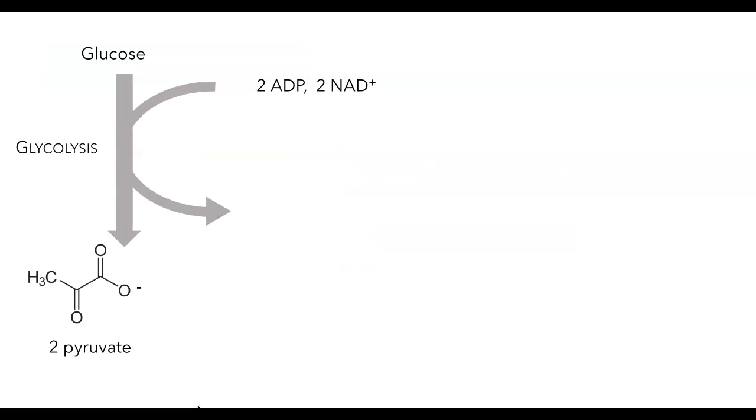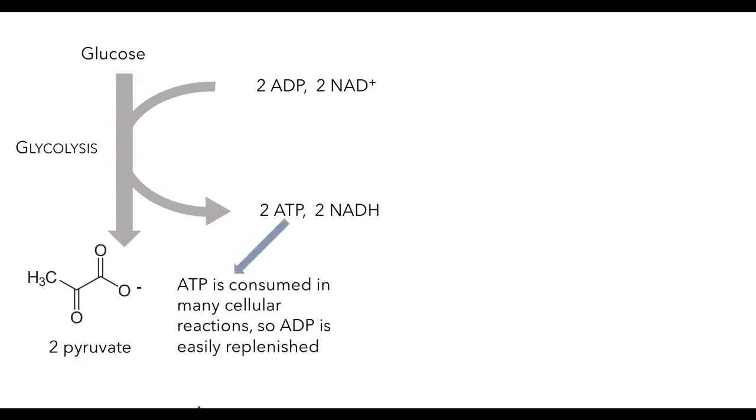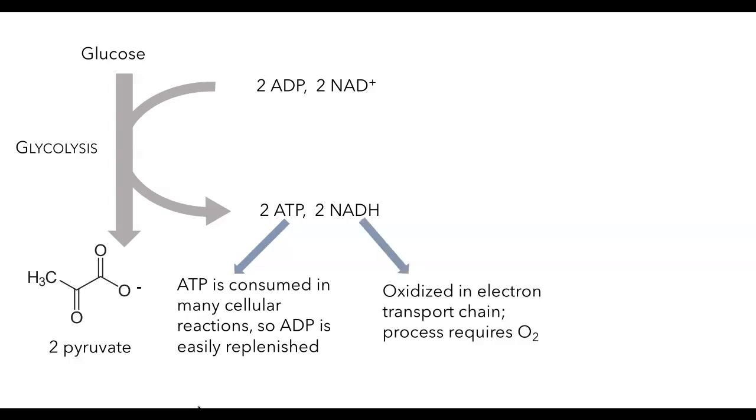Remember that when we carry out glycolysis, glucose is being broken down in order to form pyruvate, and in order to carry out this reaction, we need to have also ADP and NAD+. The products include ATP and NADH. Well, cells are always using ATP. They use it in a lot of different metabolic pathways, so ATP is constantly being broken down and forming ADP. The other product, NADH, is used in some cellular pathways, but most of it's oxidized in the electron transport chain, and that process requires oxygen.